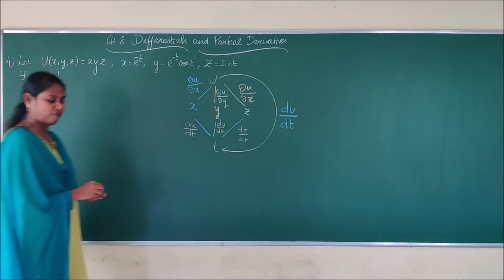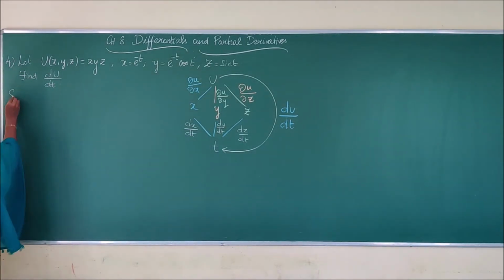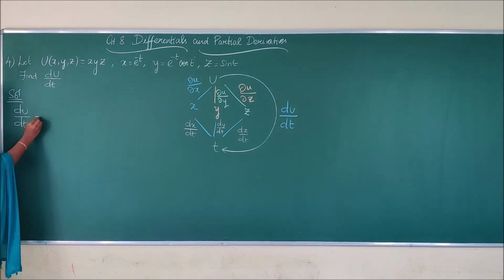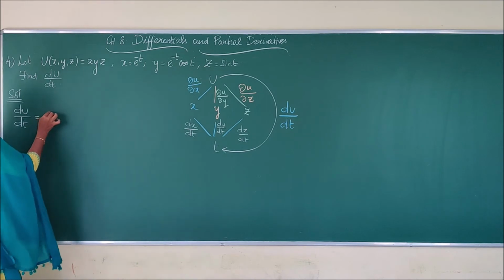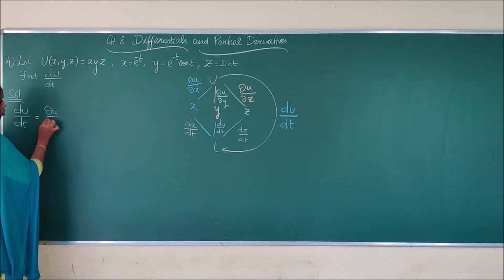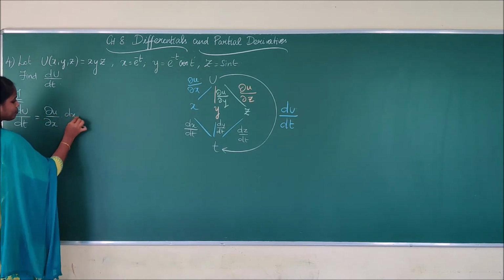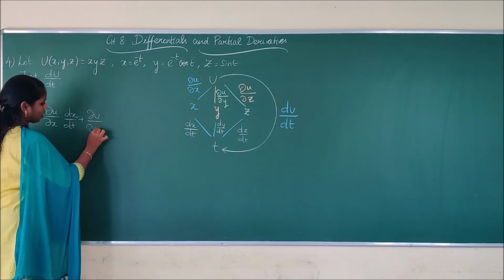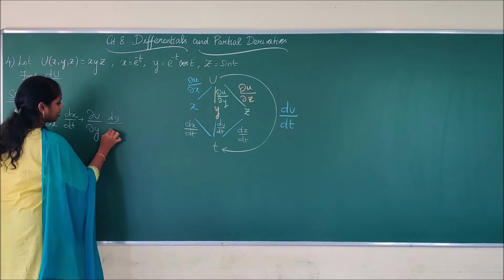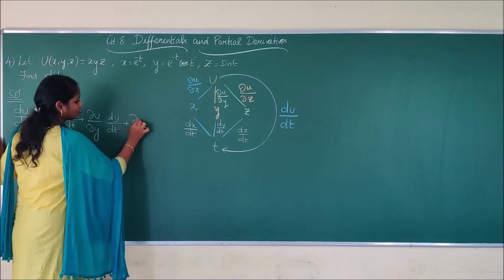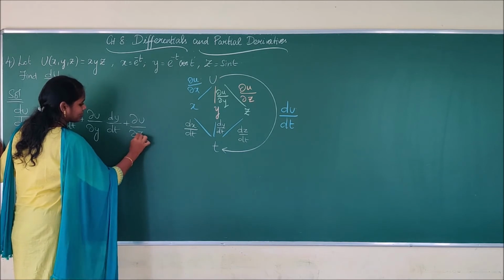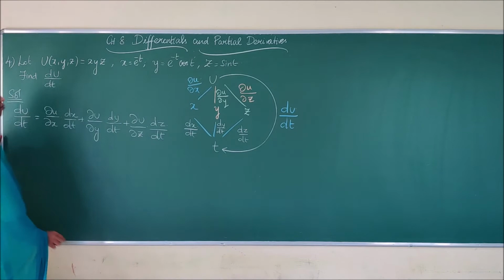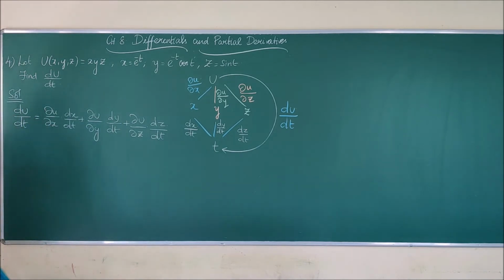Now we are going to write the formula here. du by dt is equal to dou u by dou x into dx by dt, plus dou u by dou y into dy by dt, plus dou u by dou z into dz by dt. So now we are going to find the value of each of these.